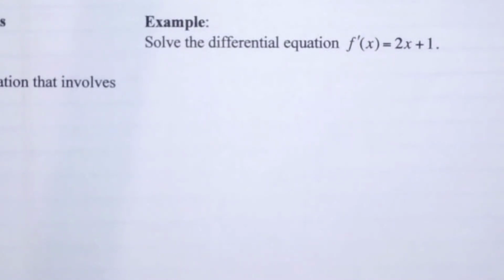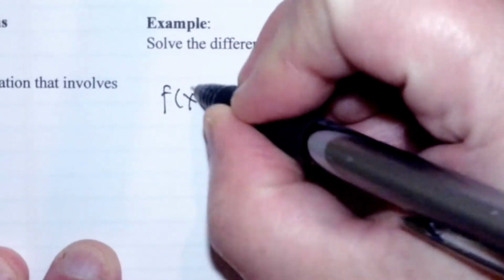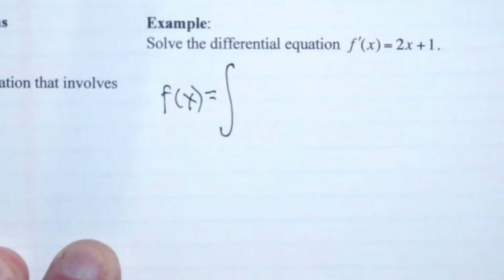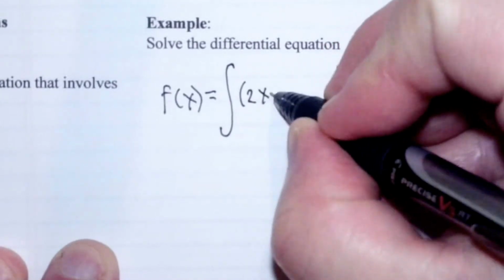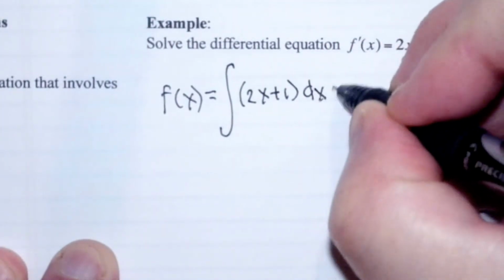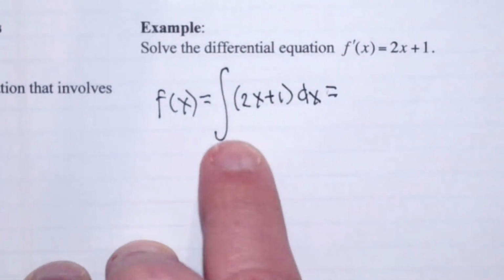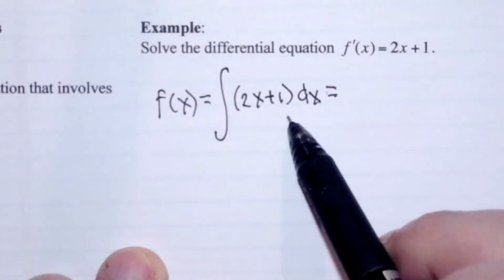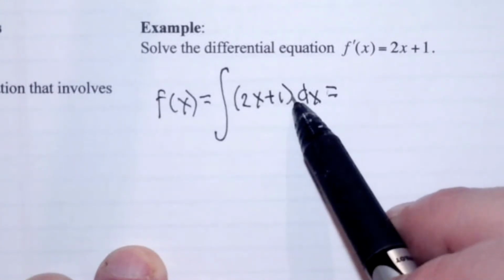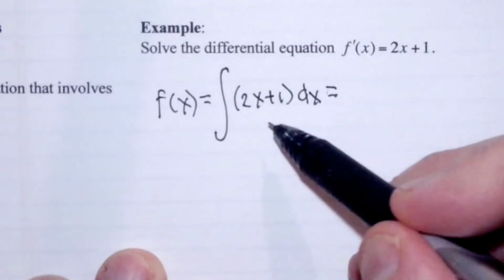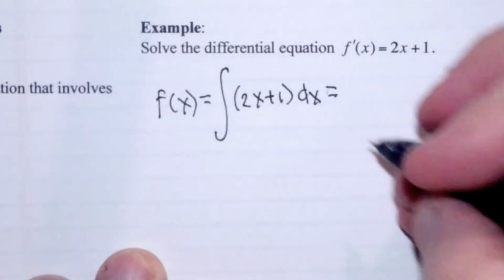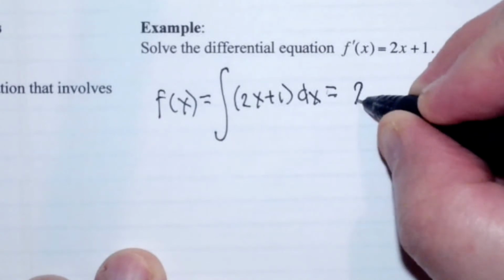Solve the differential equation f prime of x equals 2x plus 1. So by solving this, what we mean is find f of x. Well, you've got the derivative, you need to find the original function. So f of x is going to be the antiderivative of 2x plus 1 with respect to x. And you can integrate this term by term. You can integrate the 2x separately from the 1. And if you want, when you're integrating the 2x, you can pull the 2 outside. I think I'm not going to do all that. I'm just going to do the following.